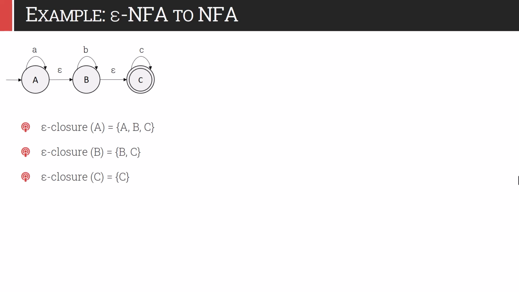Now for states A, B and C, we have to find out the delta dash transition function for all the input alphabets small a, b and c. As we already know, the delta dash transition function for state Qi on alphabet symbol AK is given by epsilon closure of delta of epsilon closure of Qi comma AK. Let us find out delta dash transition function for all three states.